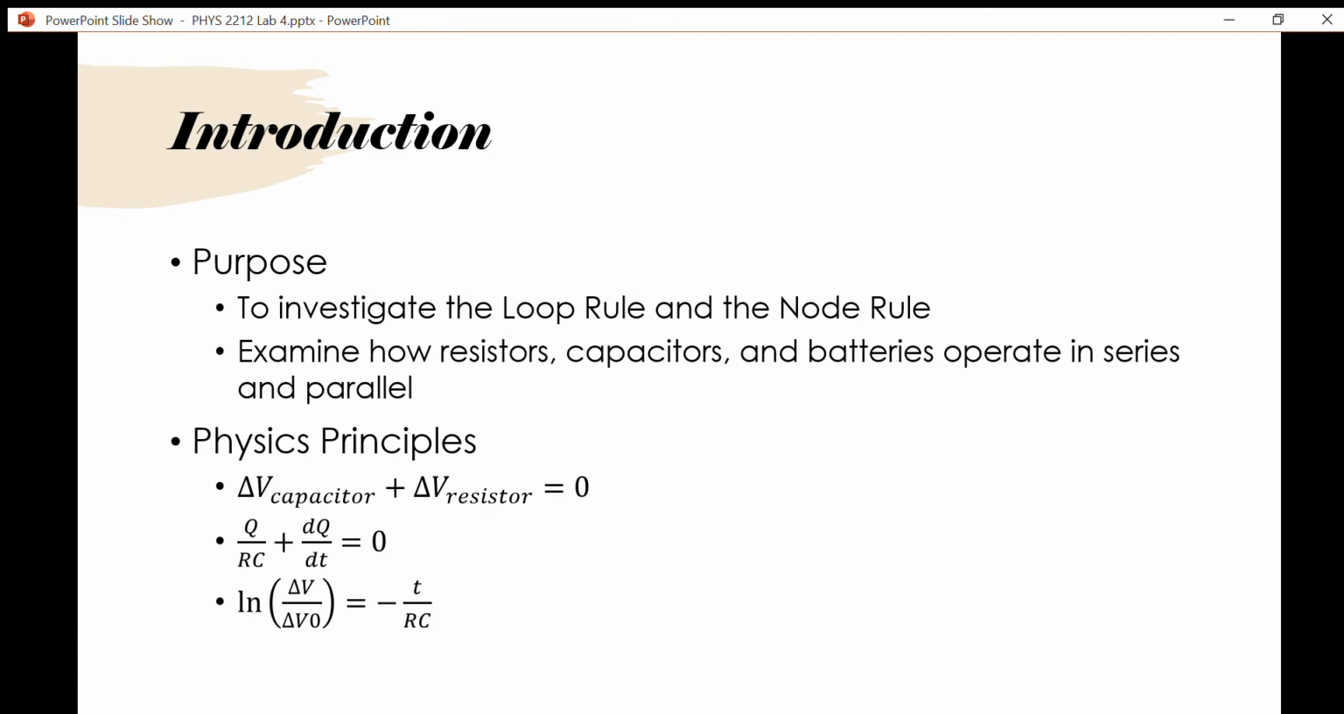So the physics principles that we use here, we already stated the loop rule and the node rule, but as for equations, we have the change in voltage of the capacitor plus the change in voltage of the resistor should equal 0, and then we have Q over RC plus dQ over dt equals 0, which is just a differential equation talking about the rate of change of charge over time for a capacitor. And then the final equation we just use to calculate the time constant.